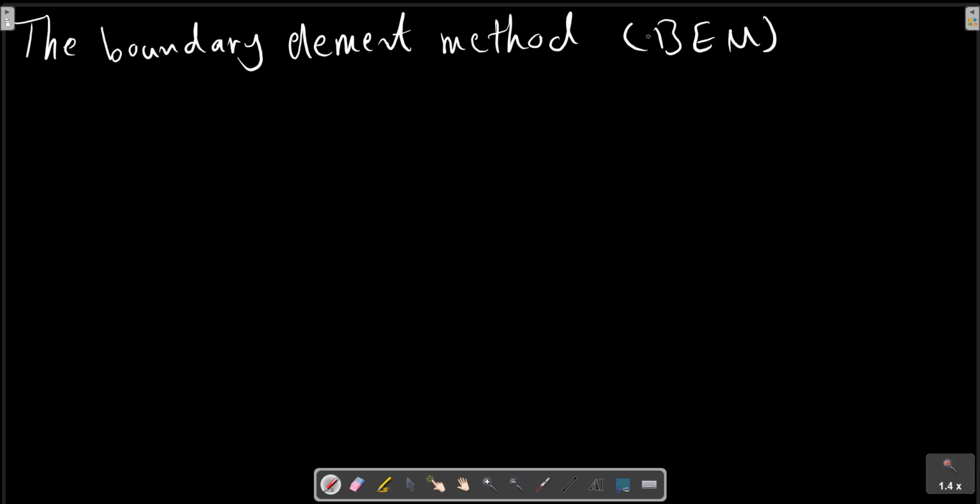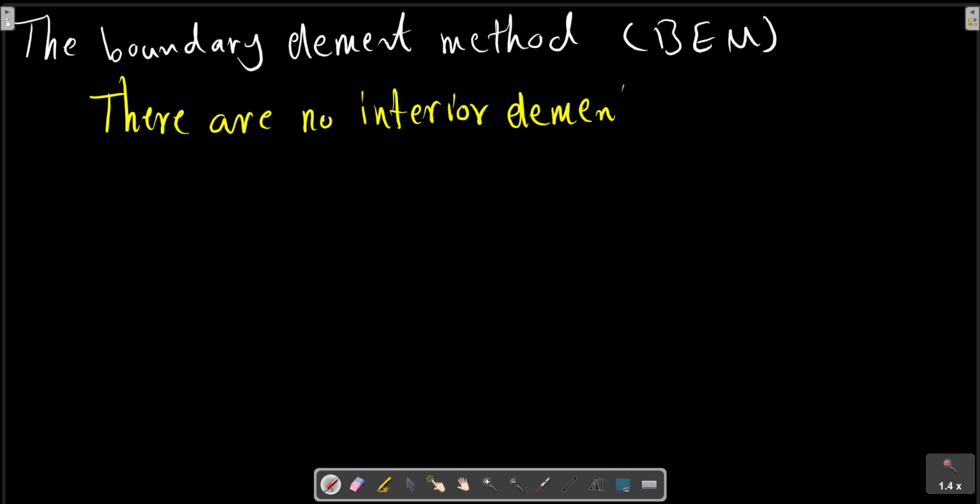There are no interior elements. Rather, all nodes are placed on the boundary of the domain.